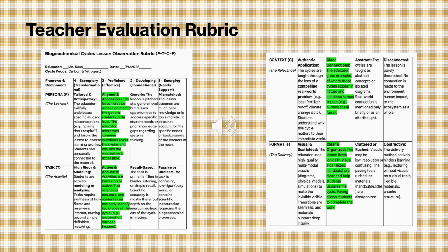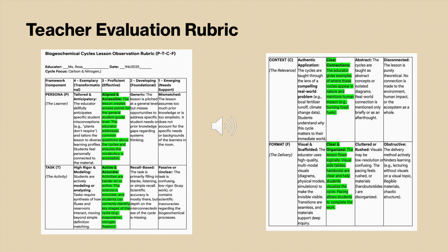Context, I rated you a 3 for that as well. The educator gives examples of these cycles, where these cycles appear in nature, and mentions human impact, such as burning fossil fuels. You definitely did a great job of that. I think the students actually did a great job of that as well, because they were able to piggyback. You did a great job explaining nitrogen fixation and how decomposers are a key component in nitrogen fixation.